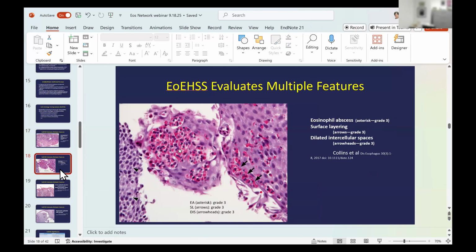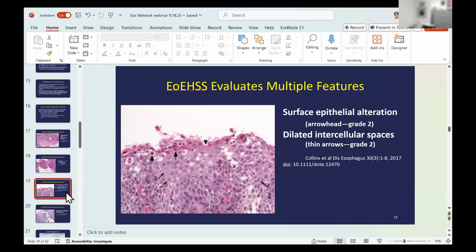Here we see the eosinophils much better. The white asterisk is on top of a very large eosinophil abscess. The arrows are pointing to eosinophil surface layering along the right side. The arrowheads at the left are pointing to dilated intercellular spaces. And here along the top, the arrowheads are pointing to epithelium that's more pink than the rest of the underlying epithelium. The surface epithelial cells are more pink. It might be because they have more keratin in them. It's almost like a callus on your hand.